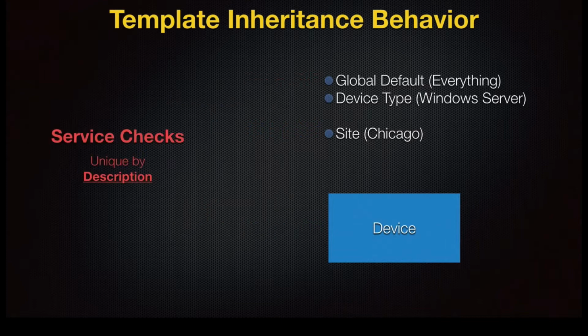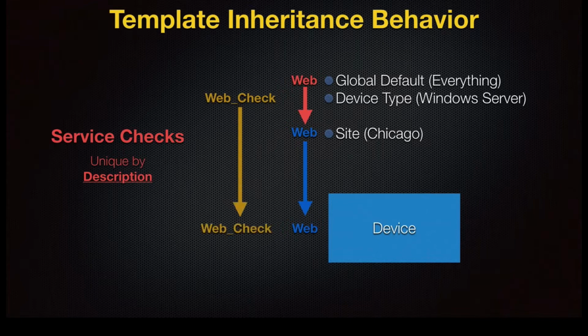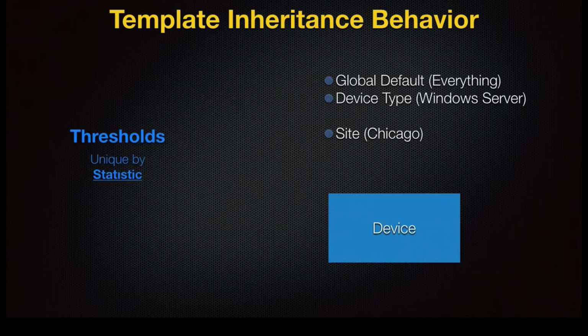With service checks, every service check has a unique description, and that description is what defines whether or not a service check gets overridden in a more specific template. So if I have two service checks and they're both named web, the one at the global level and the one at the site level, again, the site level will override the global level, and whatever settings I have associated with that web check at the site level will replace the settings in the global default template. If I set a different description, even if it's checking the same web page, it'll pass down onto the device and you'll get multiple checks on the device. So that's something to be aware of when you're setting up service checks.